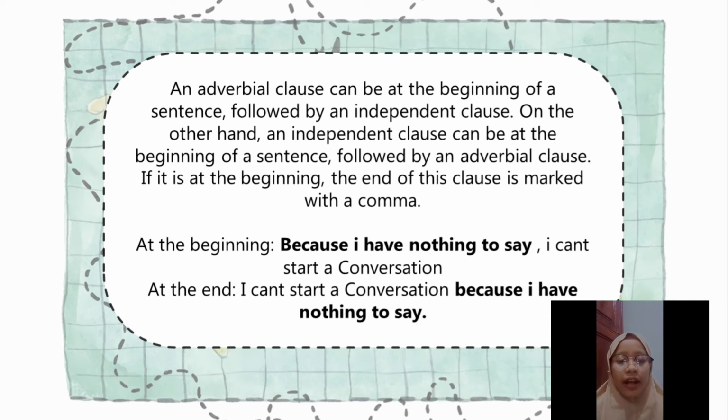On the other hand, an independent clause can be at the beginning of the sentence, followed by an adverbial clause. If it is at the beginning, the end of this clause is marked with a comma. At the beginning, because I have nothing to say.